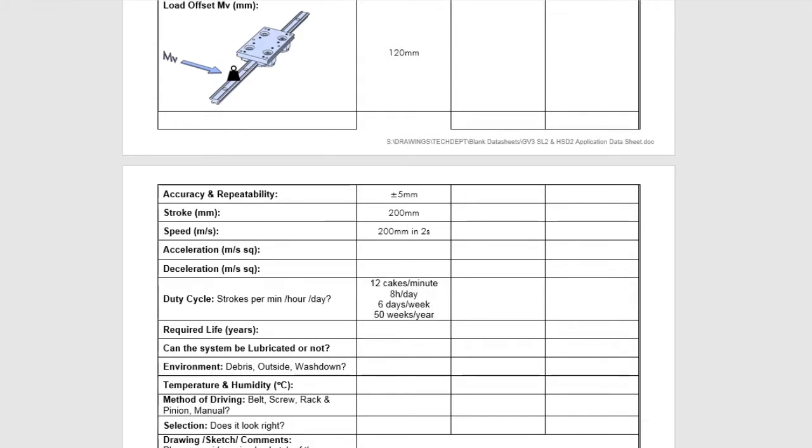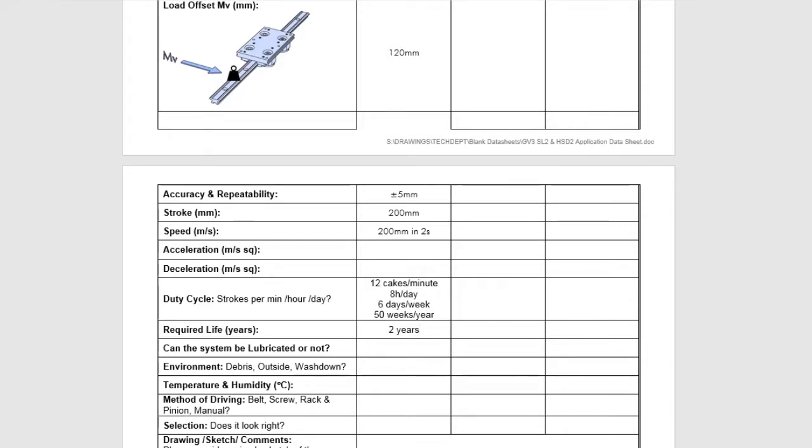Next, the datasheet asks for the required life of the system. Life is very much dependent on application and is always driven by the customer. The life of a system can be considered to be the point at which a major overhaul of components is required, be it the replacement of bearings and slides, or the adjustment of components that are worn. In this case, the customer has requested a life of 2 years.